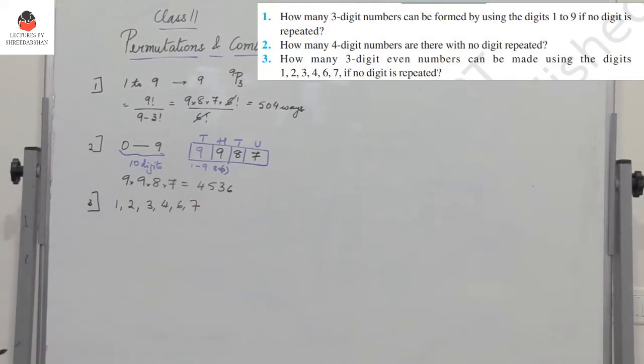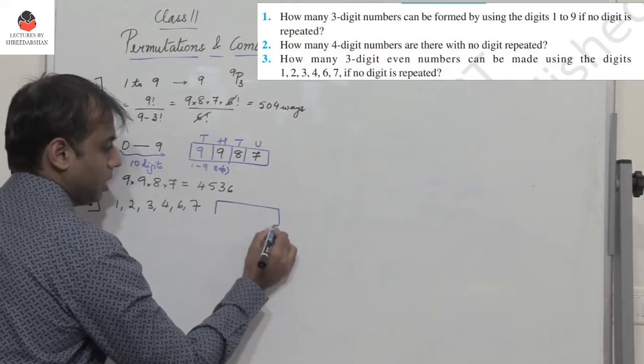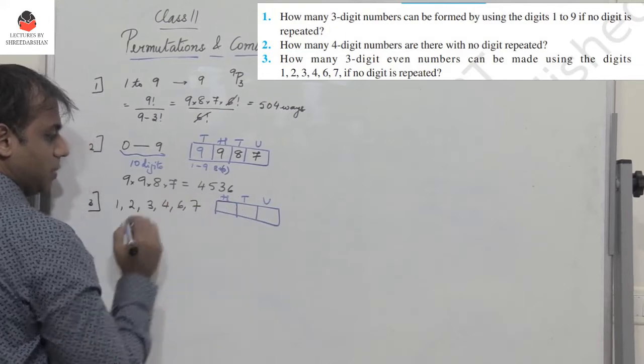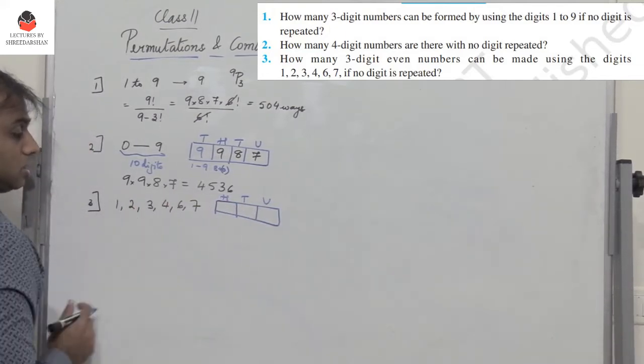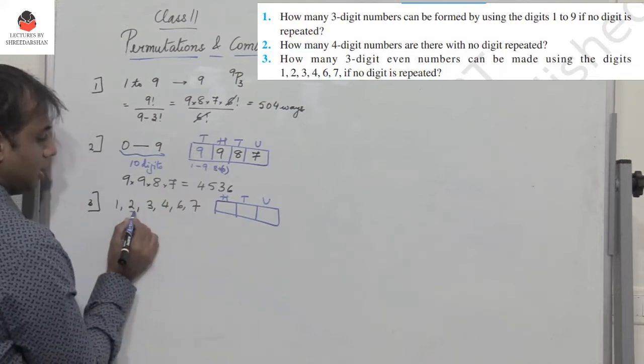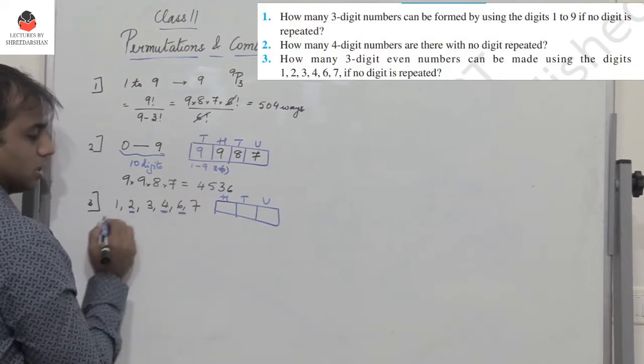3. How many 3-digit even numbers can be made using the digits 1, 2, 3, 4, 6, 7 if no digit is repeated? So we have a 3-digit number. So let me consider a 3-digit number. So this is the units place, tens place, and the hundreds place. A 3-digit even number. So if I have to form a 3-digit even number, in the units place, I can only have 2, 4, or 6.